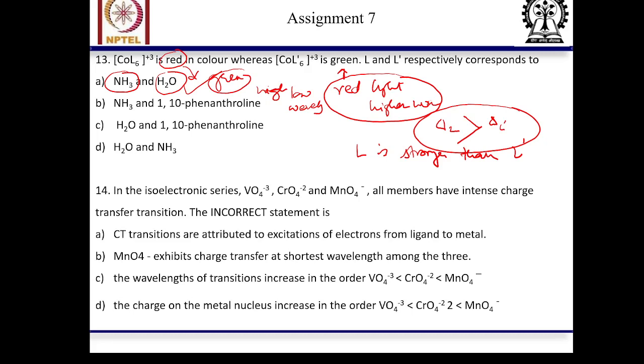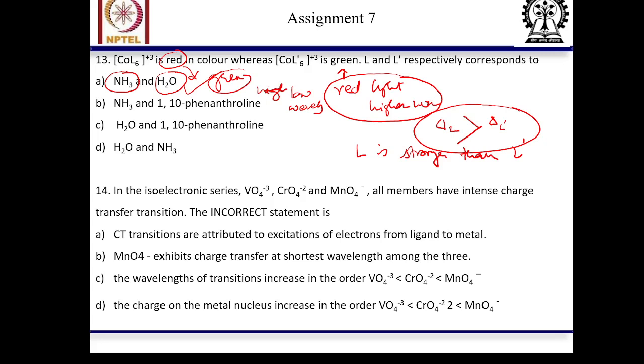In the isoelectronic series VO4 3 minus, CrO4 2 minus, MnO4 minus, all members having intense charge transfer, the incorrect statement is: CT transitions are attributed to excitation of electron from ligand to metal. MnO4 exists charge transfer at lowest wavelength among the three. The wavelength of transition is increasing as VO4 3 minus, CrO4 2 minus and MnO4 minus. The charge on the metal nucleus increasing in order like this.